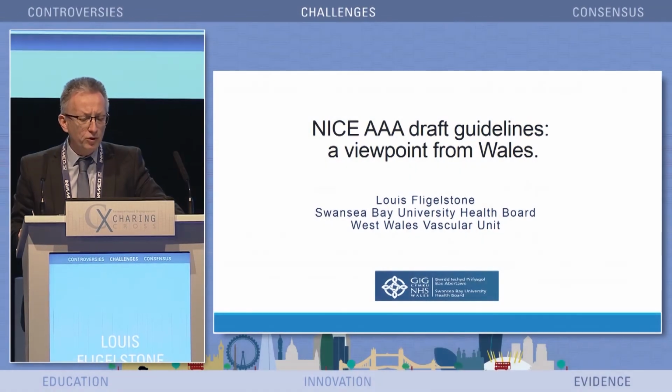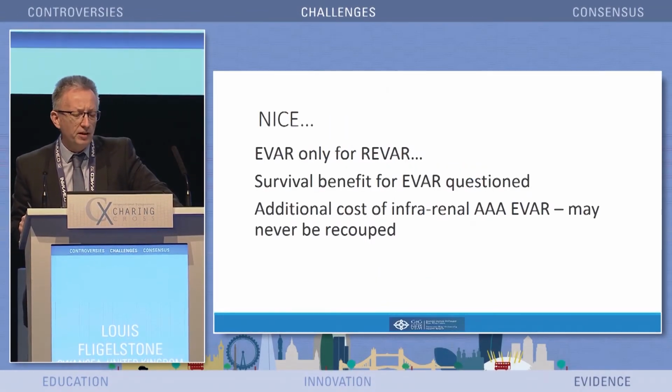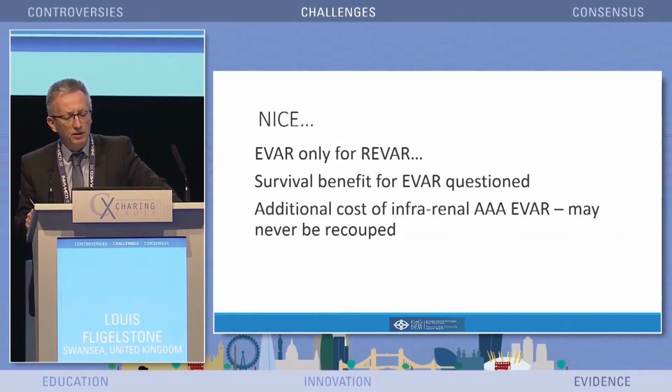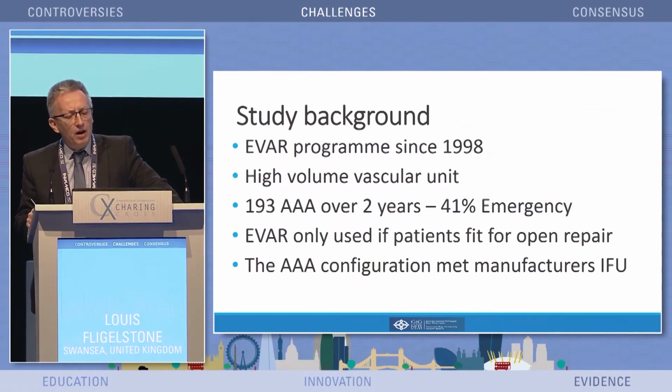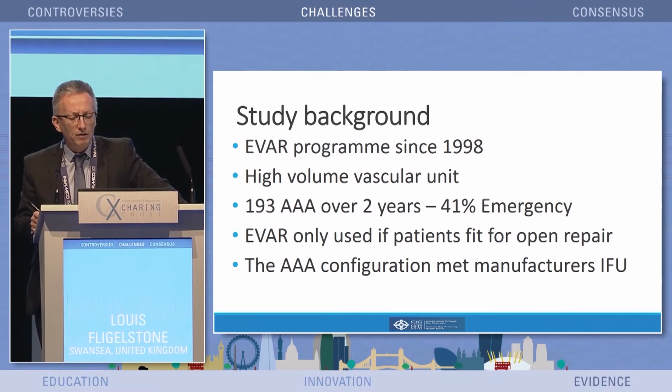I'm from a little place called Swansea in Wales. I'm a jobbing vascular surgeon that does an everyday job. I read the draft guidelines and was quite surprised to find that EVAR was only going to be used for REVAR, so ruptured cases. A bit worrying for me. We've been running an EVAR program since 1998 when I started in Swansea. We're a reasonably high volume unit. EVAR is only used if patients are fit for open repairs. They're EVAR 1 type patients.